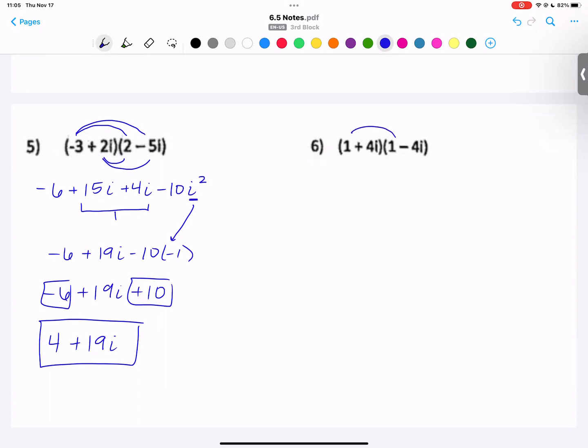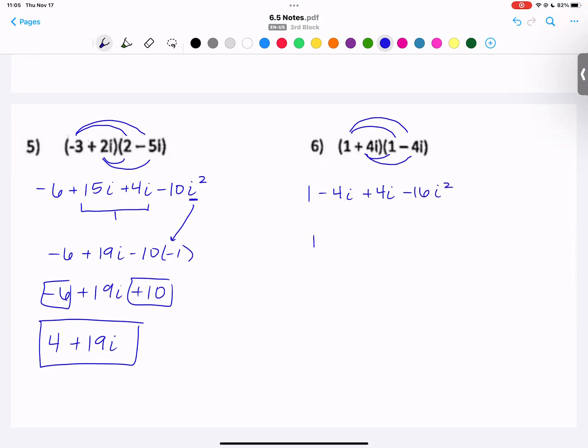All right, last one. We do 1 times 1 is 1. 1 times negative 4i is negative 4i. 4i times 1 is positive 4i. And 4i times negative 4i is negative 16i squared.